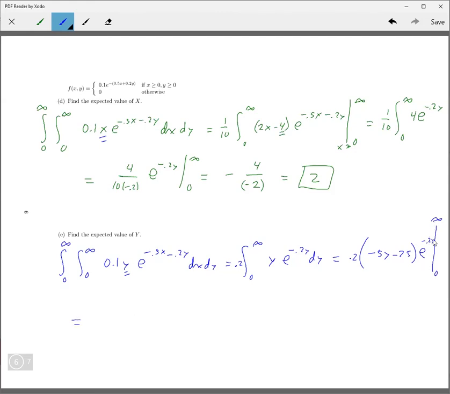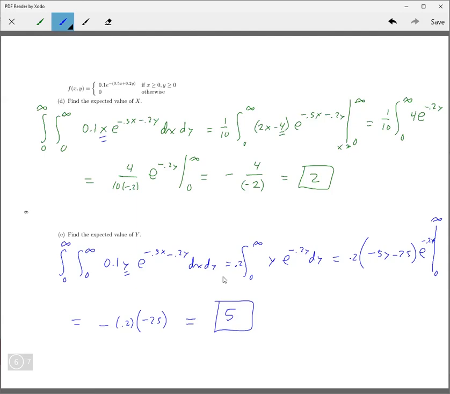And again, the upper limit, when you plug in y equals infinity, then this is all 0. Even though this is infinity, the whole thing is 0, because this goes to 0 much faster. And so you only have plugging in the 0, which makes that go to 0. So you have negative 0.2 times negative 25, which is 5. Okay, so the expected value of y is 5.